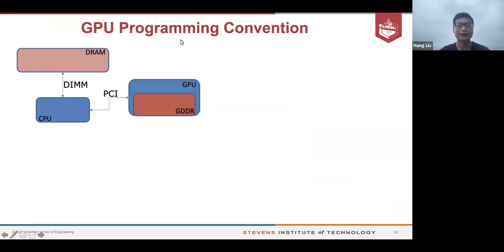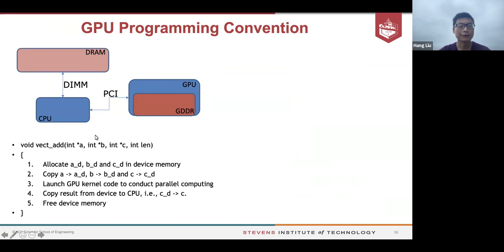How it works is like this. In GPU programming convention, you first allocate data on device memory here.